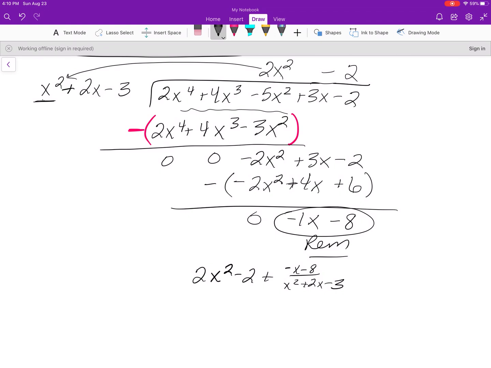So anyway, that's long division and synthetic division. The worksheet will be attached to your classwork for this week.